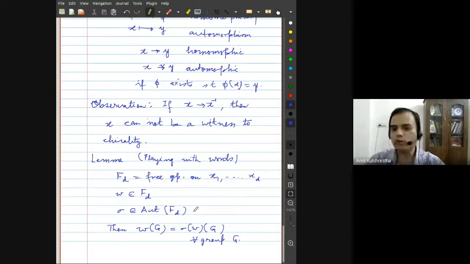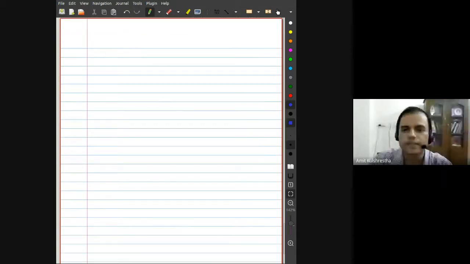Here I am not talking about embedding of one free group in the other. That was the case in the tutorial in the last lecture where we had that discussion. Here I am talking about automorphisms of F_d. And under automorphisms of F_d, what is being said is that the word images for all groups remain the same. And I'll sketch the idea behind such a thing.